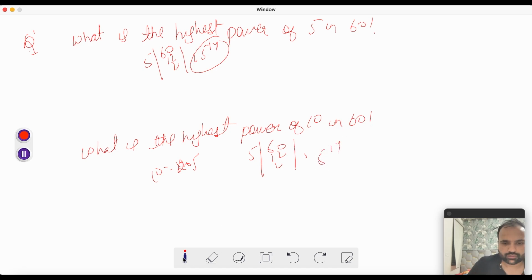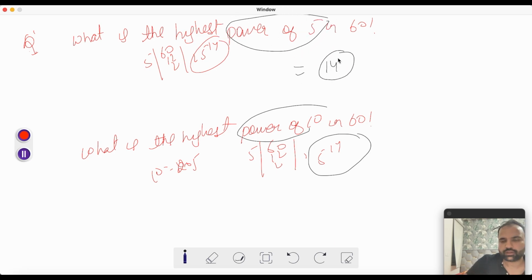Now if you observe very carefully, you will find that the power of 10 and the highest power of 5 are similar. It's 14. So what does it mean? It means that 60 factorial, let's say 60 factorial is 1 2 3 4 5 6 7 8 9, and beyond this there would be 14 zeros.